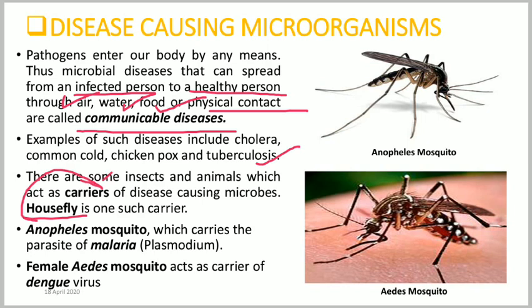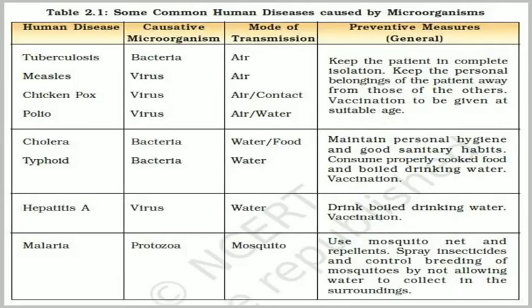Remember this. Here we have two pictures, one of the Anopheles mosquito and the female Aedes mosquito. These two types of mosquitoes act as carriers of two different diseases, malaria and dengue. Malaria is transmitted through the Anopheles mosquito, which carries the parasite of malaria, and the female Aedes mosquito acts as a carrier of the dengue virus. Remember this point.